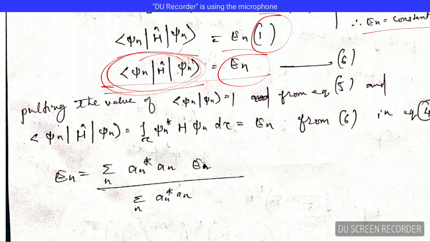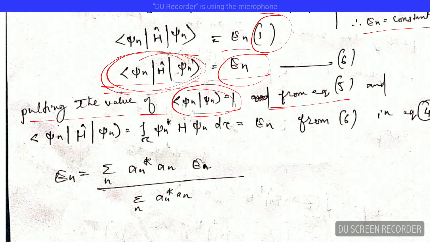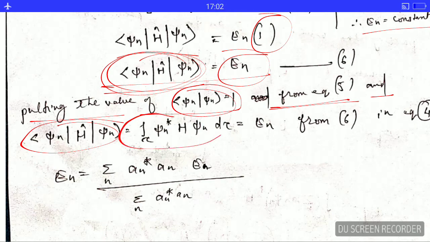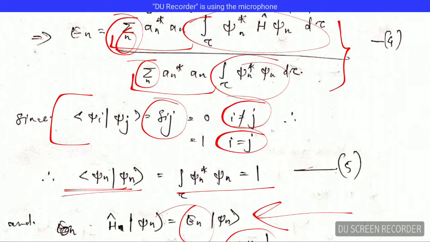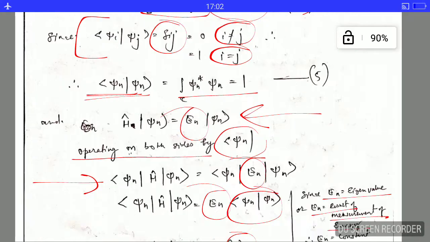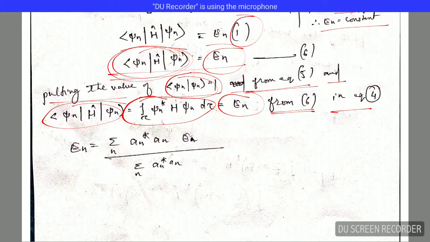Now, putting the value of this quantity from equation 5, and the value of this quantity, which in turn equals En from equation 6, into equation number 4, which is here, we will put the value in this equation and we will get this equation.